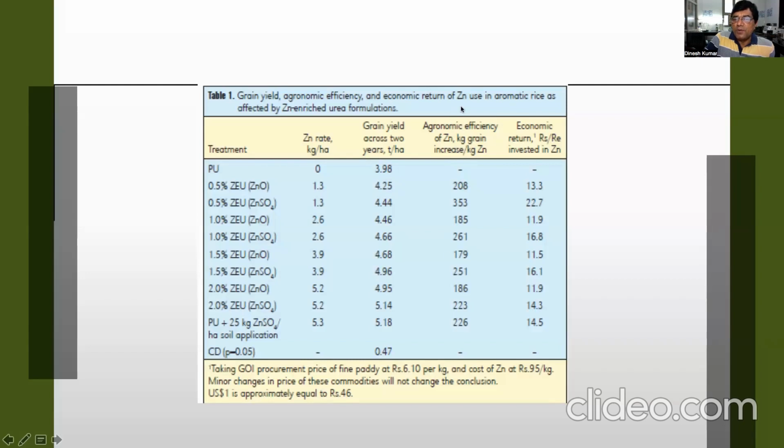In the same way you can calculate the agronomic efficiency, and you can calculate the economic return, because this is the extra yield because of 1 kg zinc. You can know the price of 1 kg zinc, which is given here, and you know the output. So you can calculate the economic return, rupees per rupee invested. This is how it can be done, and you can check for yourself. If you have any problem in this, this is the easiest way to compute the economics of the fertilizer.